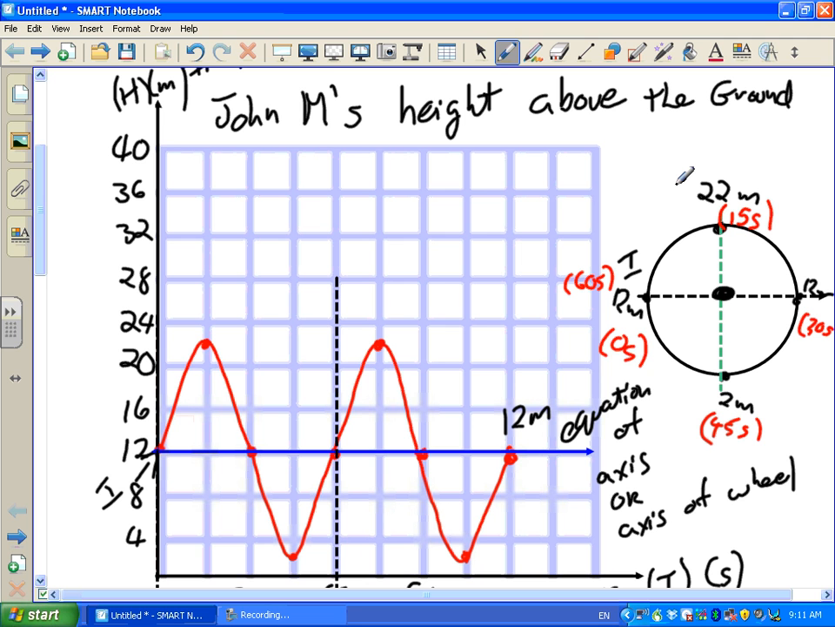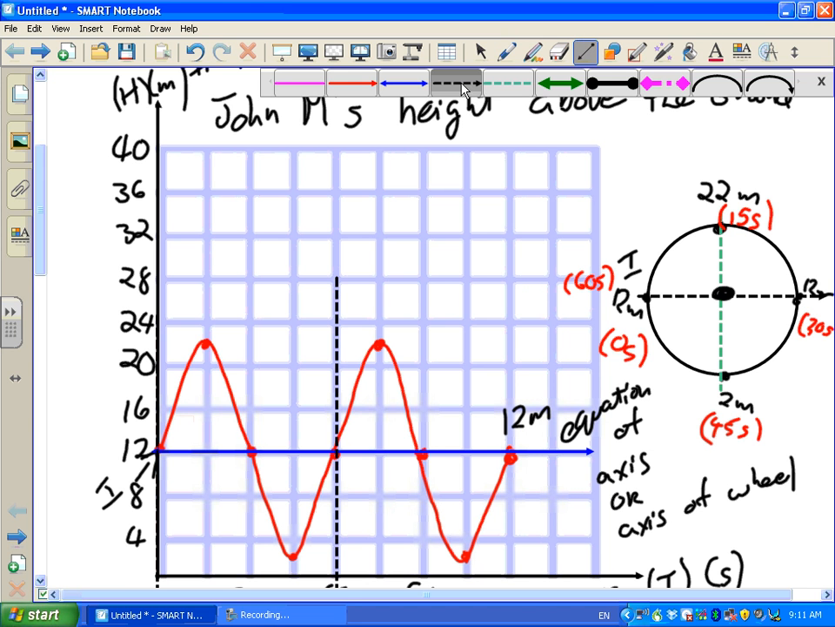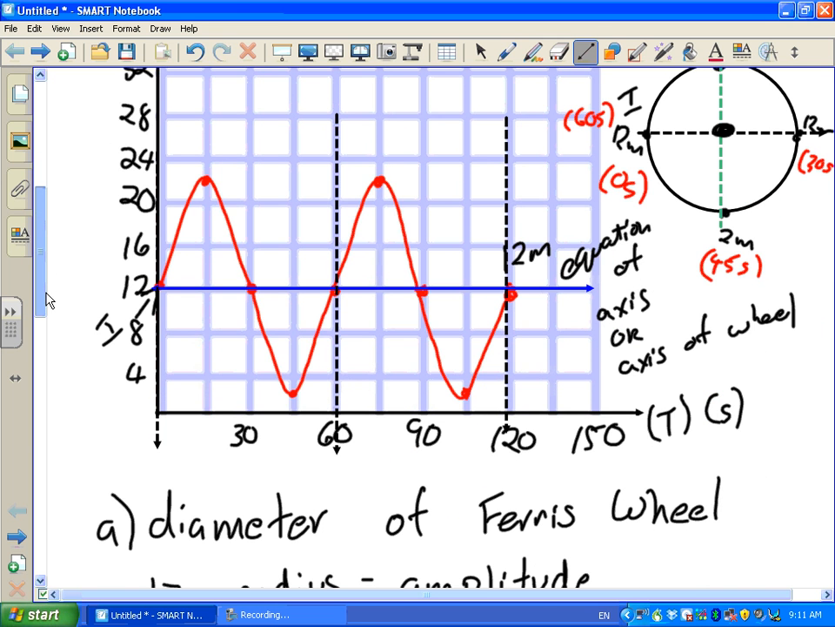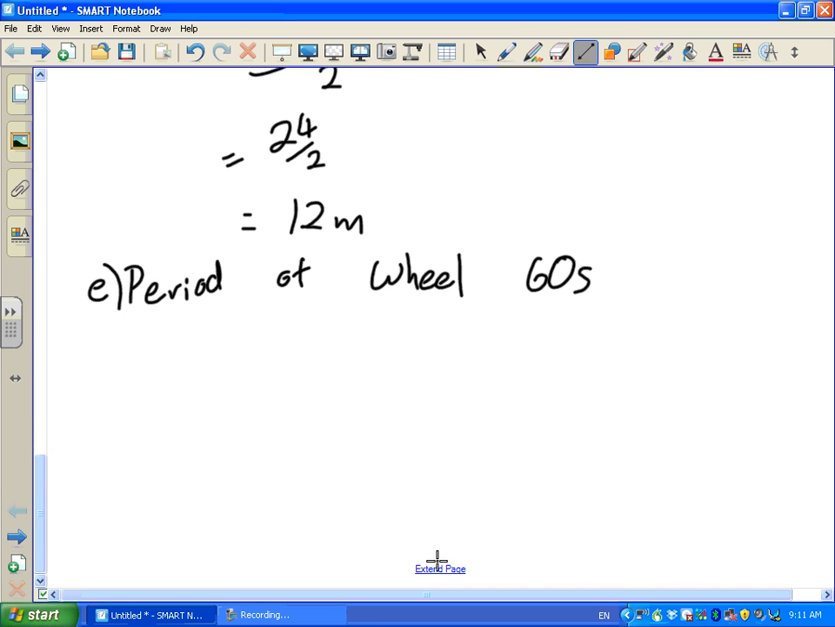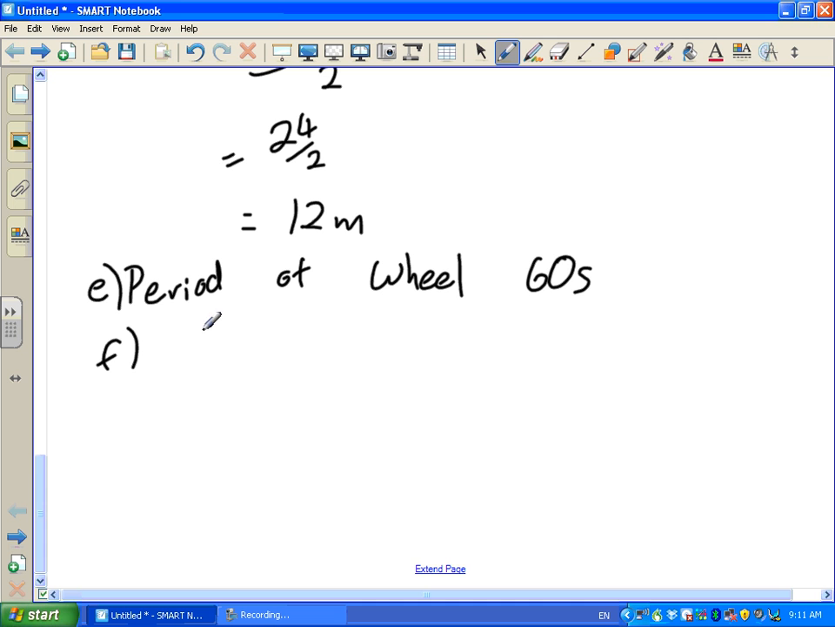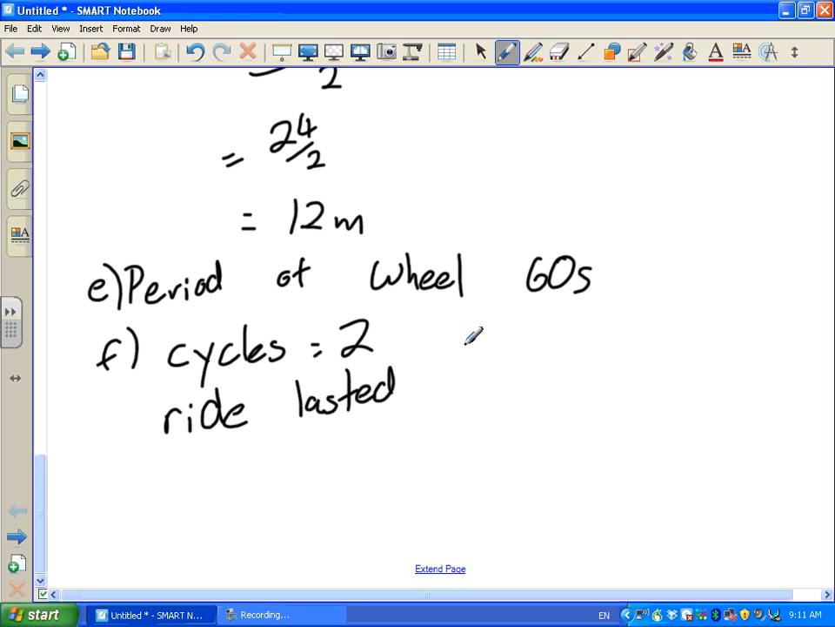How many cycles? 2. 2 cycles. So, when does this ride end? Two minutes, 120 seconds. Good. I'm glad you guys are able to see this. Some of you, at least the 3 in front of me. We'll call this F. There's 2 cycles. The ride lasted 120 seconds or 2 minutes.